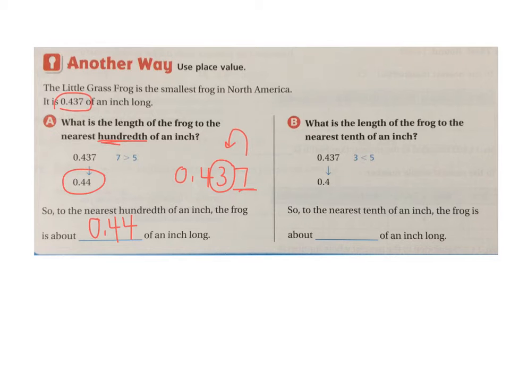Now, if I want to round it to the nearest tenth of an inch, this time, if I still have the same length, 0.437, but I'm going to circle the tenths place, and I'm going to underline the place directly to the right, which is the hundredths place.